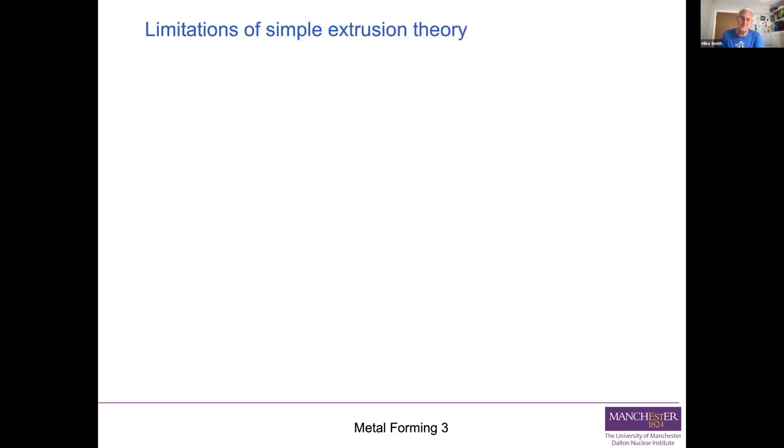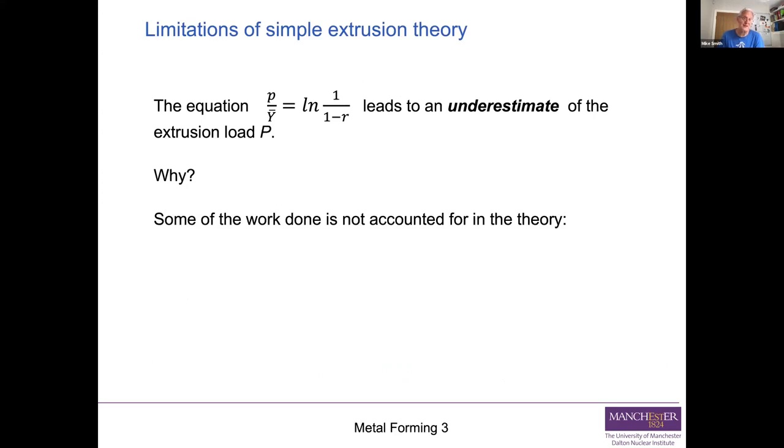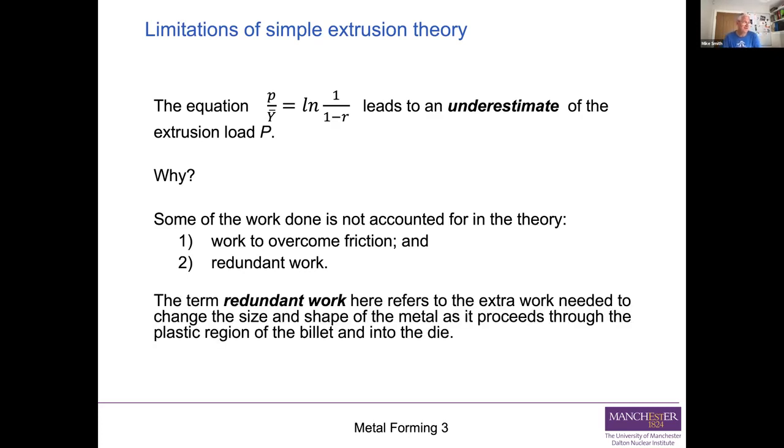Now, while it's simple, it's not correct because it underestimates the extrusion load. The reason is that this very simple theory does not account for all the work you do, all the energy you dissipate, because you dissipate energy overcoming friction, and all that is lost. You've also got something called redundant work, which refers to what you need to do to change the size and shape of the metal as it proceeds through the plastic region of the billet and into the die. So we've got stuff going on inside the billet, behind the die, that we haven't taken account of. So this is always an underestimate.